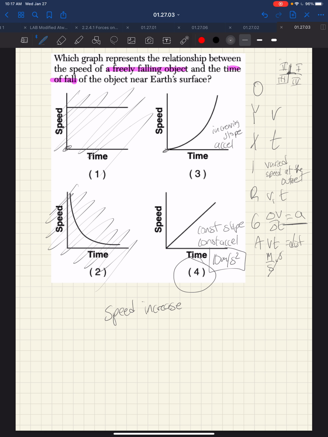And for those who might say, well, if something is really high, the acceleration will change. It will get higher when you get closer. And that's true. And that's why the question stipulates it's near the Earth's surface.